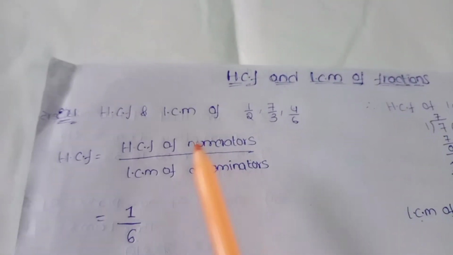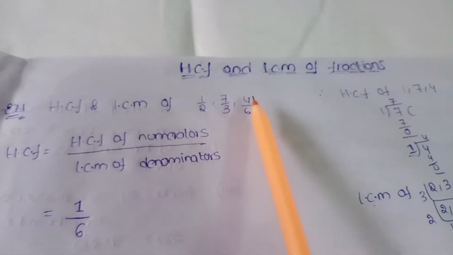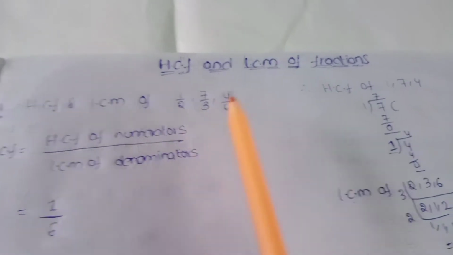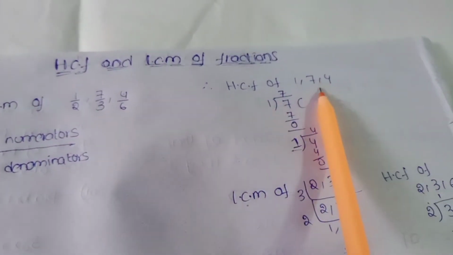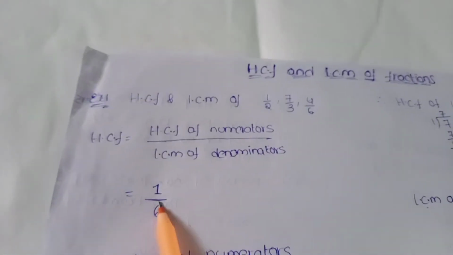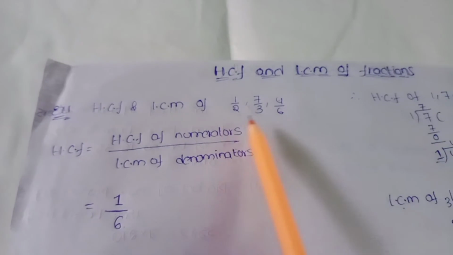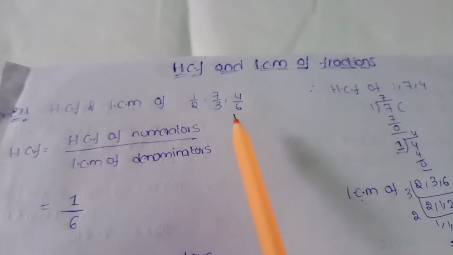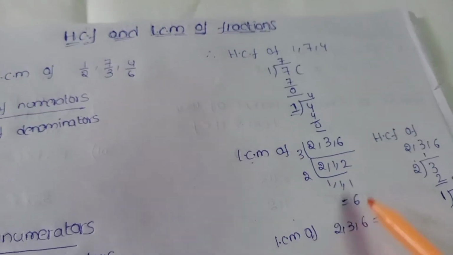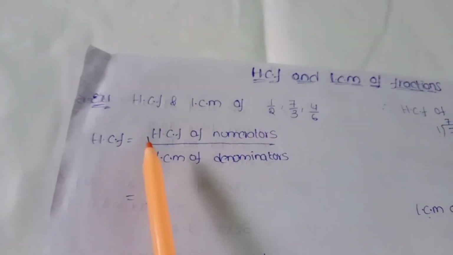First, we have to find the HCF of numerators. Here the numerators are 1, 7, 4. The HCF of 1, 7, 4 is 1. So, place 1 here. And the LCM of denominators: here 2, 3, 6 are the denominators. So, the LCM of the denominators is 6. So, place 6 here. This is the answer for HCF of fractions.